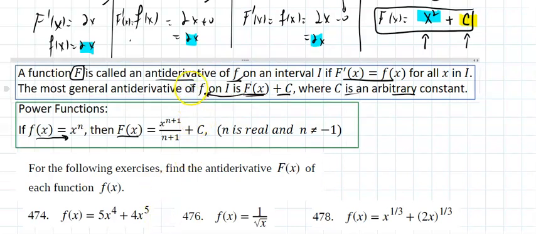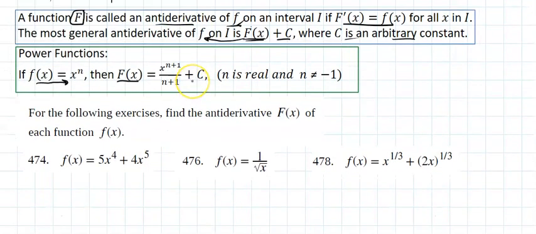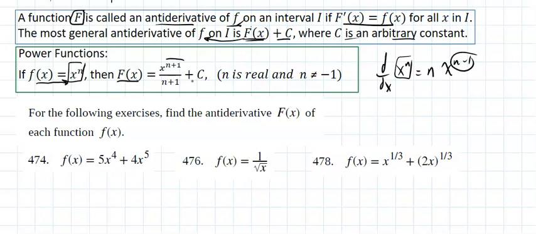Now, we're going to get the power function out of the way. We know that if we take a derivative of x to the n power, where n is any integer, you bring the power down and subtract 1 from the power. If you want to undo that, if you're going backwards, to undo the subtraction, you would add 1 to the power and divide by the new power, plus c.